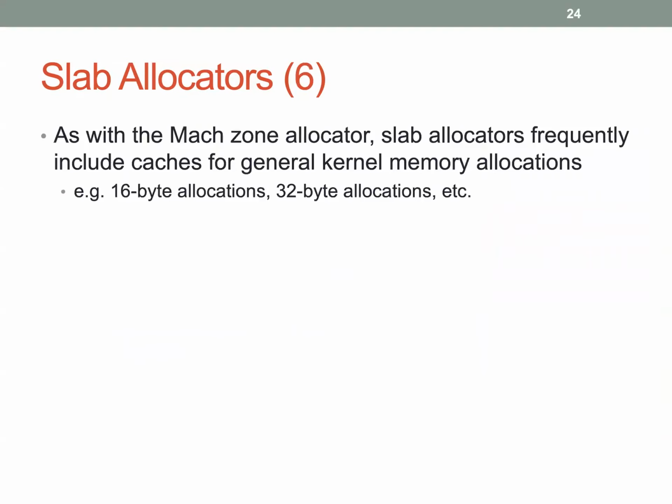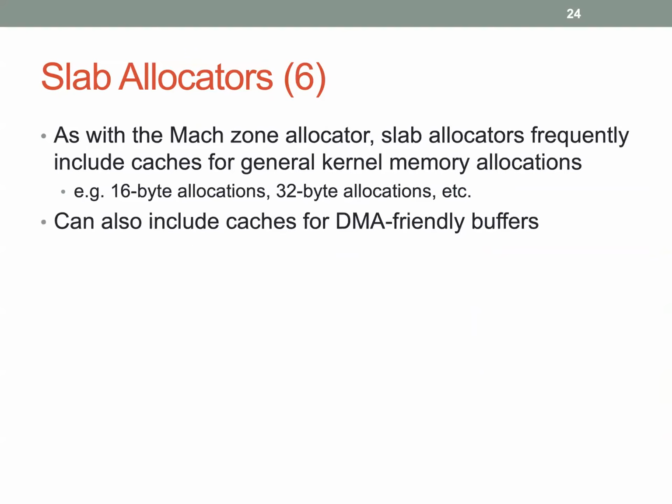Okay, slab allocators frequently include caches for general kernel memory allocations. So if I need a 32-byte buffer, then the slab allocator will have a cache for little buffers of that size, and so it'll have slabs devoted to that if necessary. And as I was saying before, the slab allocator supports the ability to say these pages need to be physically contiguous, or these pages do not have to be physically contiguous, just in case the slab happens to be for hardware DMA buffer support. So it can manage that.